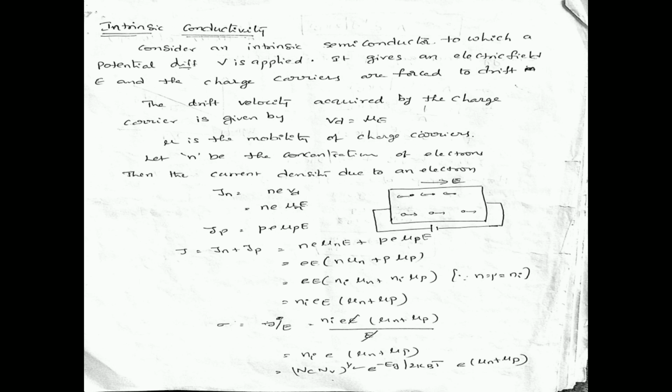Already we know from that expression, ni is equal to (Nc Nv) power half e power minus Eg by 2kBT. That is the intrinsic semiconductor carrier concentration, that is ni. The ni value is (Nc Nv) power half e power minus Eg by 2kBT. Next term: e (mu n plus mu p).